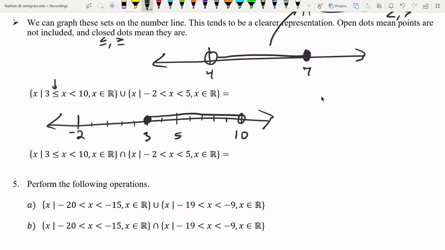The second set is -2 less than, so I'm just going to use an open dot. I'm going to draw it a little bit higher up, and then an open dot on 5 as well, and draw a line between them.